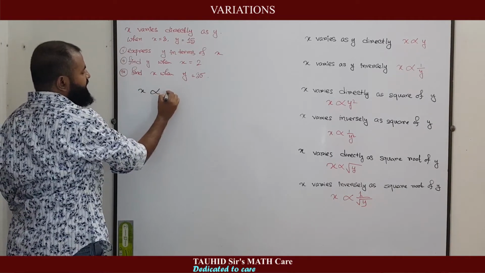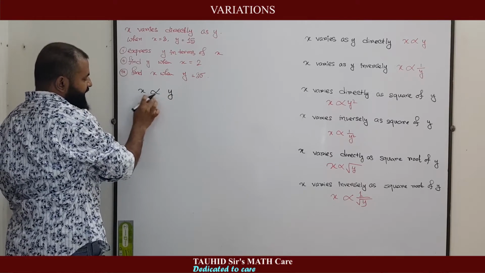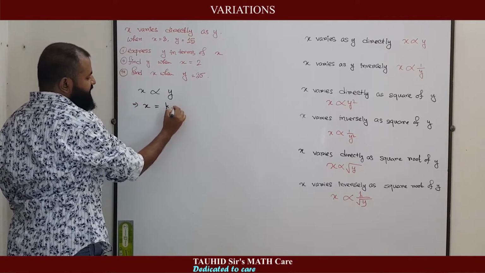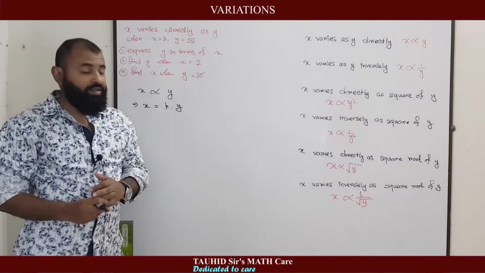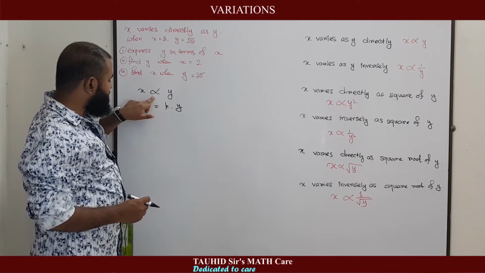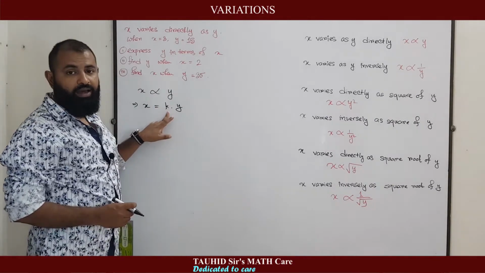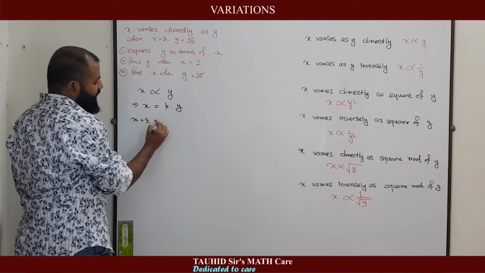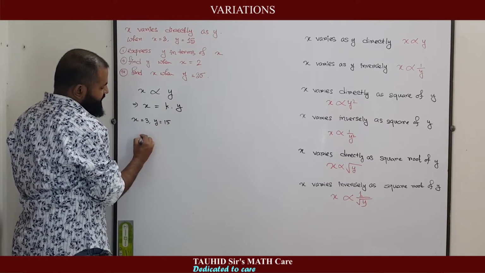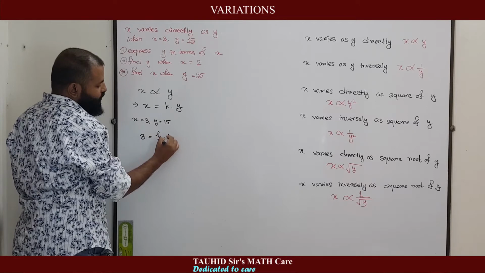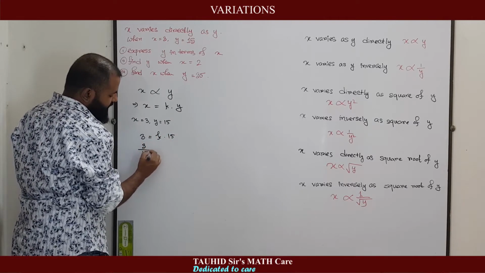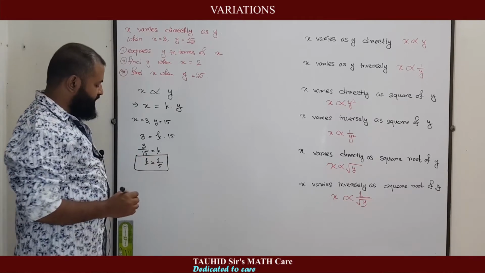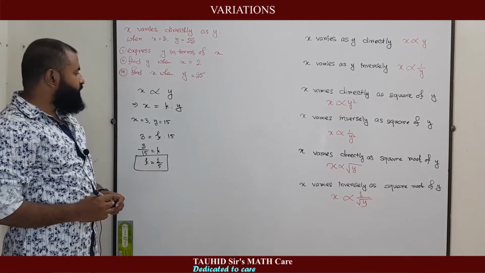X varies directly as y, so we will write x is proportional to y. In the next line we will write x equal to a constant k into y. Here is a point that the proportional sign can be replaced by an equation and a constant. Now we are given the information that x equal to 3 when y equal to 15. That means we can write 3 equal to k into 15. Therefore 3 by 15 equals k. The value of k is 1 by 5. 3 by 15 is 1 by 5. So we found the value of k.